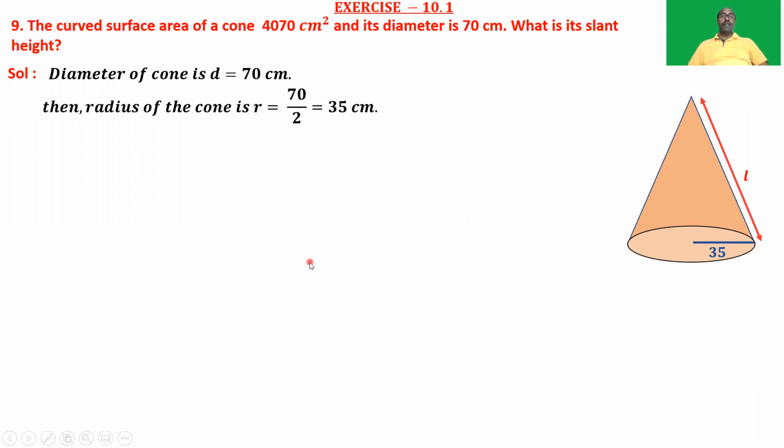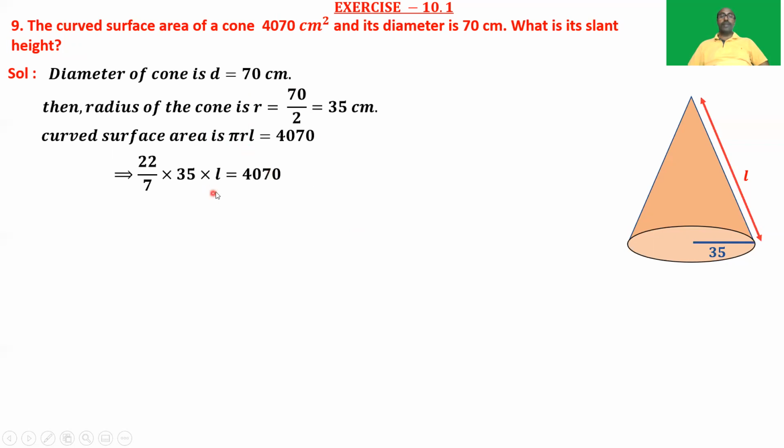The curved surface area is pi r l, which is equal to 4070, isn't it? We have the formula curved surface area equals pi r l, and it is given that this curved surface area is equal to 4070 according to the problem. So now substitute the value of r, then we get the value of l. So pi is equal to 22 by 7 and r is equal to 35.